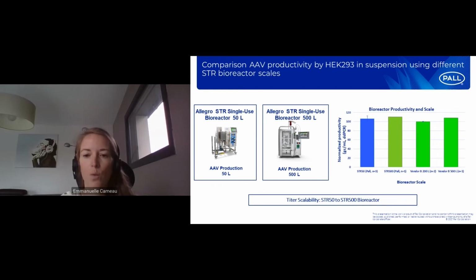And you can see that within our STR range, we have a very good, tight scalability from 50 to 500 liters. And this process can be easily reproduced and transferred from competitor bioreactors. So the performance is comparable.